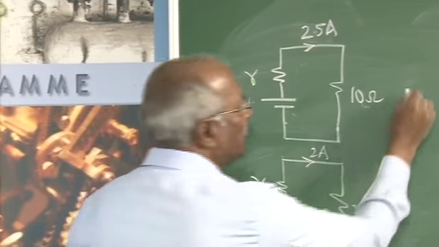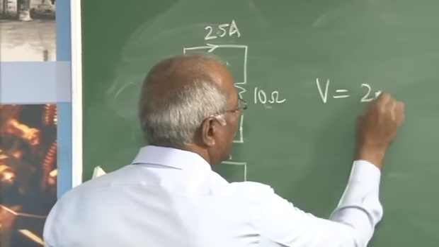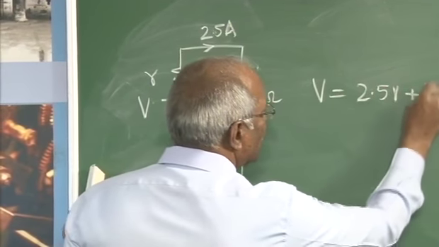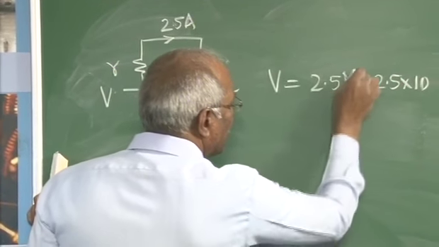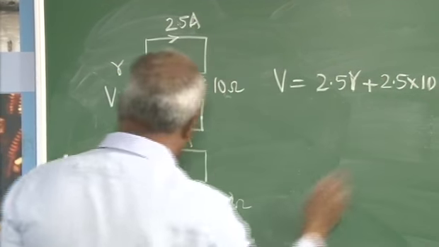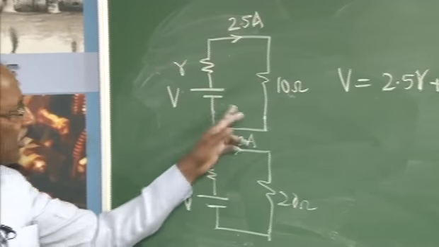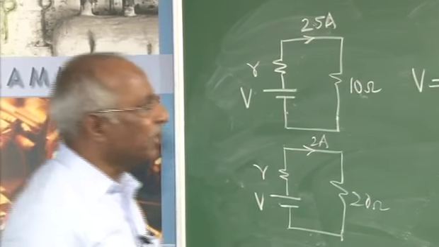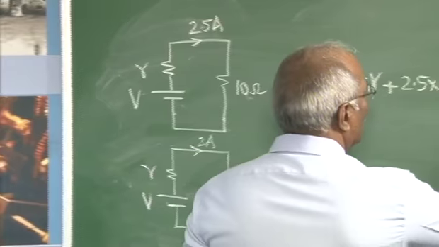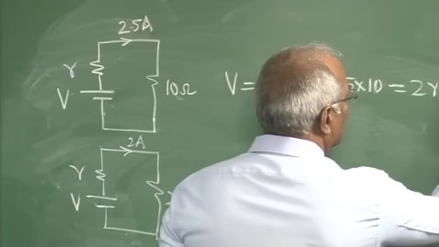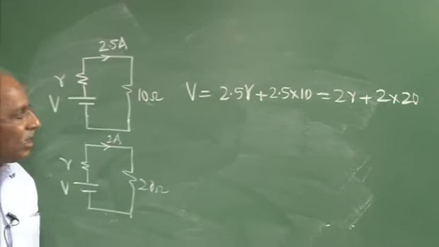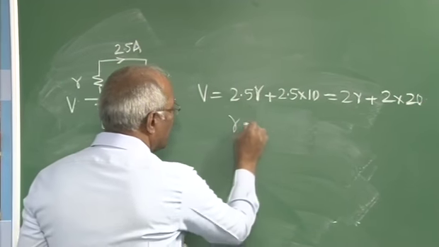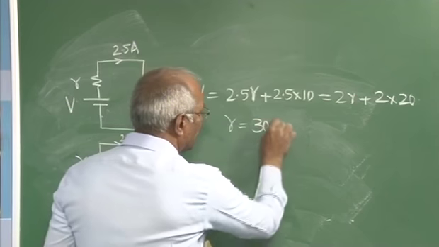With that, V is equal to 2.5 R plus 2.5 into 10, which must be equal to, in both the cases V must be the same, 2 into R plus 2 into 20. If you simplify this, R works out to be 30 ohm.